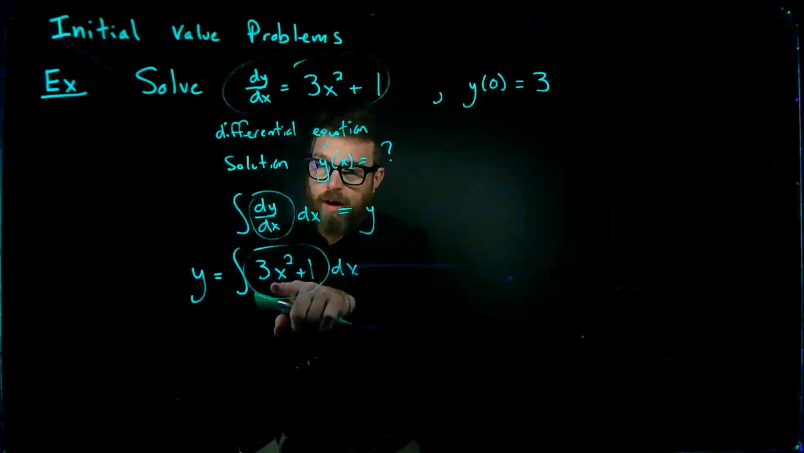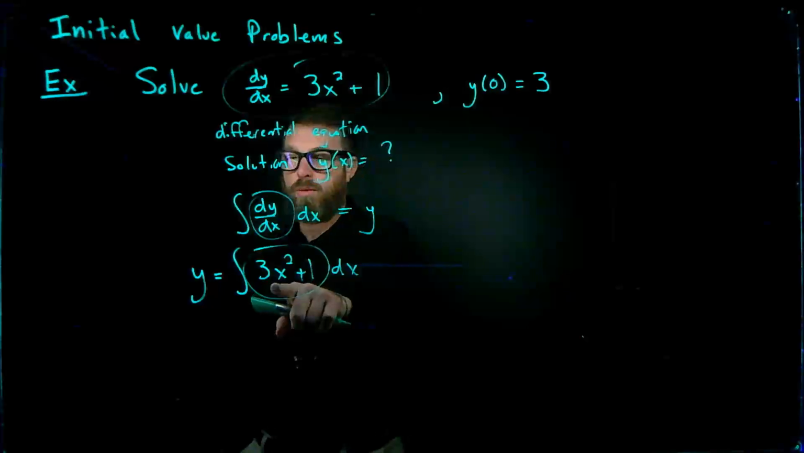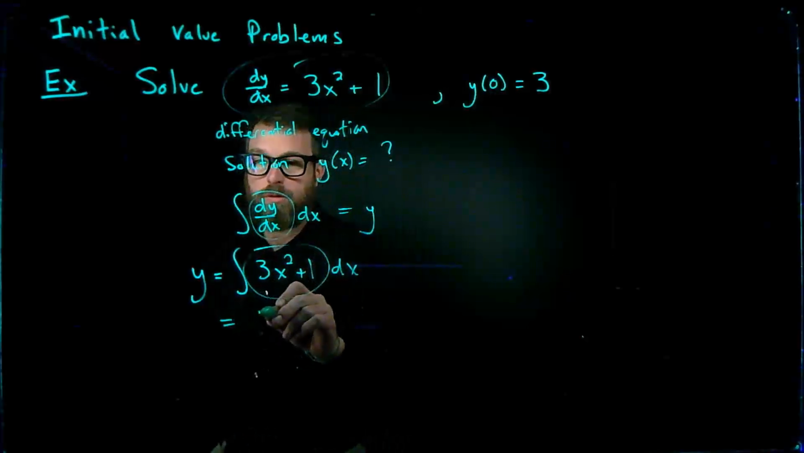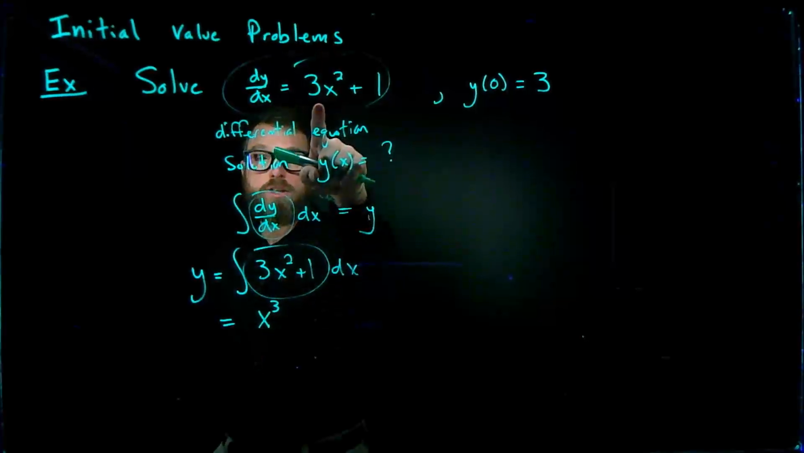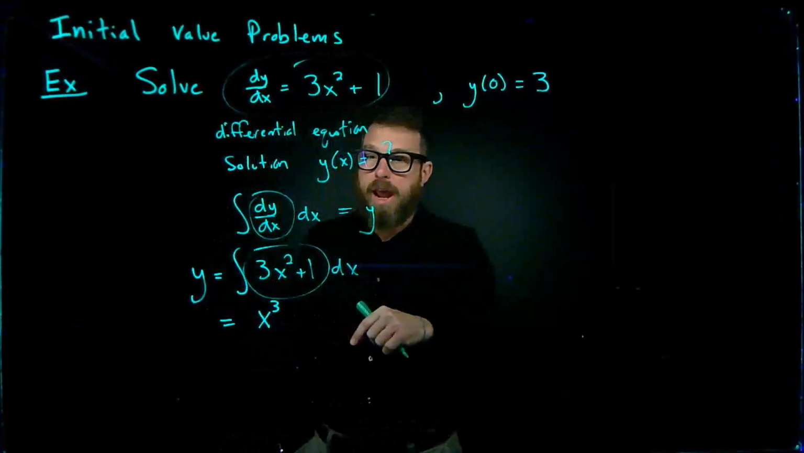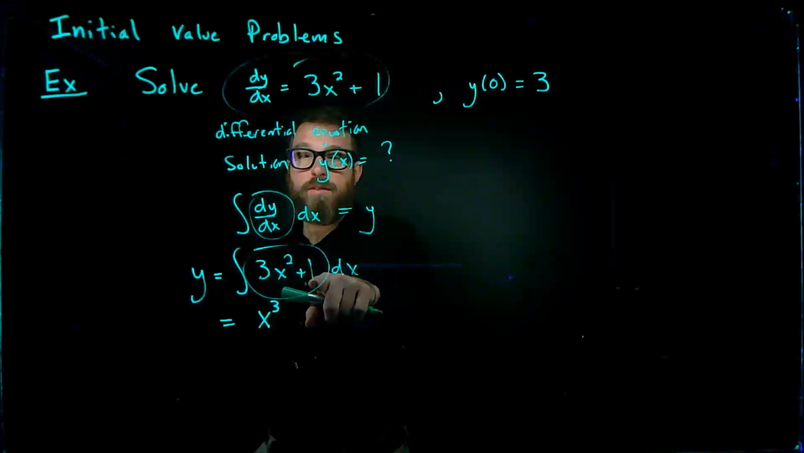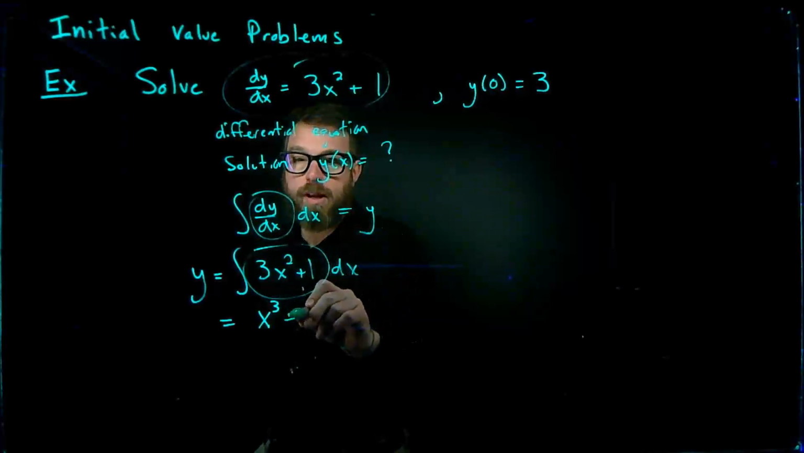The antiderivative of 3x squared is going to be 3x cubed divided by 3. So I know that this is going to be equal to x cubed, and I can check that. The derivative of x cubed is 3x squared. I'm happy with that. And then I also need to know the antiderivative of 1. Well, the antiderivative of 1 is just going to be an x.